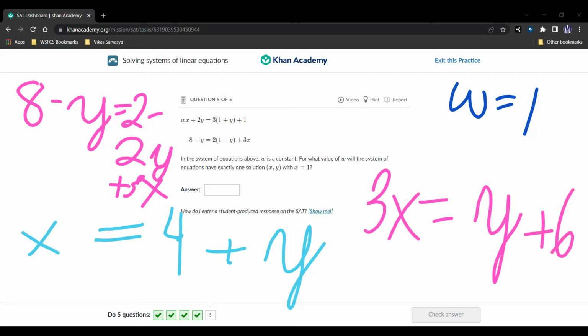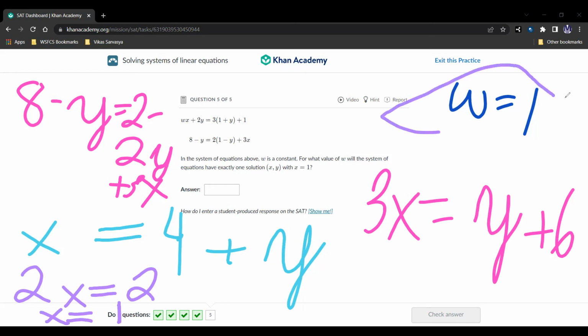So we have these two equations, and then we can subtract them from each other, and we get 2x equals 2, which means that x equals 1, just as we were supposed to have it. Which means that this right here is correct, and our answer is that w equals 1. And we are done with that set of problems.